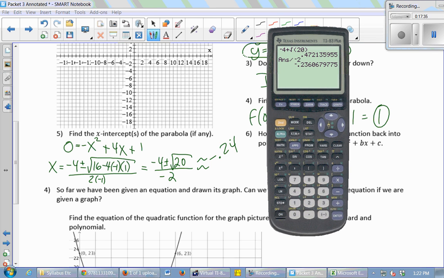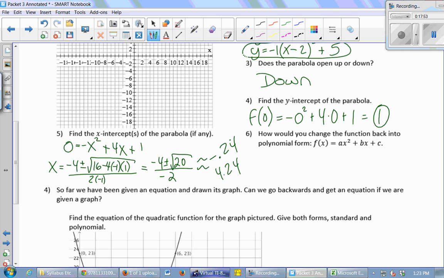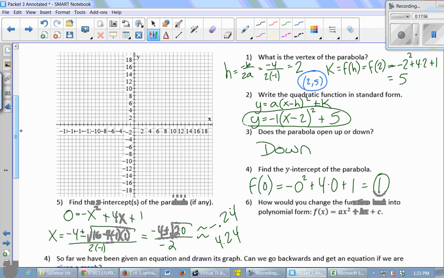And then I also have to do the minus, right, because it's plus or minus. So negative 4 minus square root 20 divided by negative 2, and I get 4.24. Okay, so now I have even a little more information to use when I'm trying to sketch the graph. So I'll do all of it now. Plot the vertex 2, 5. The y-intercept was 1. And my x-intercepts, I've got one at like negative a quarter, somewhere in there, and then I've got one at like 4 1/4. And then I can just connect all these points with a parabola.